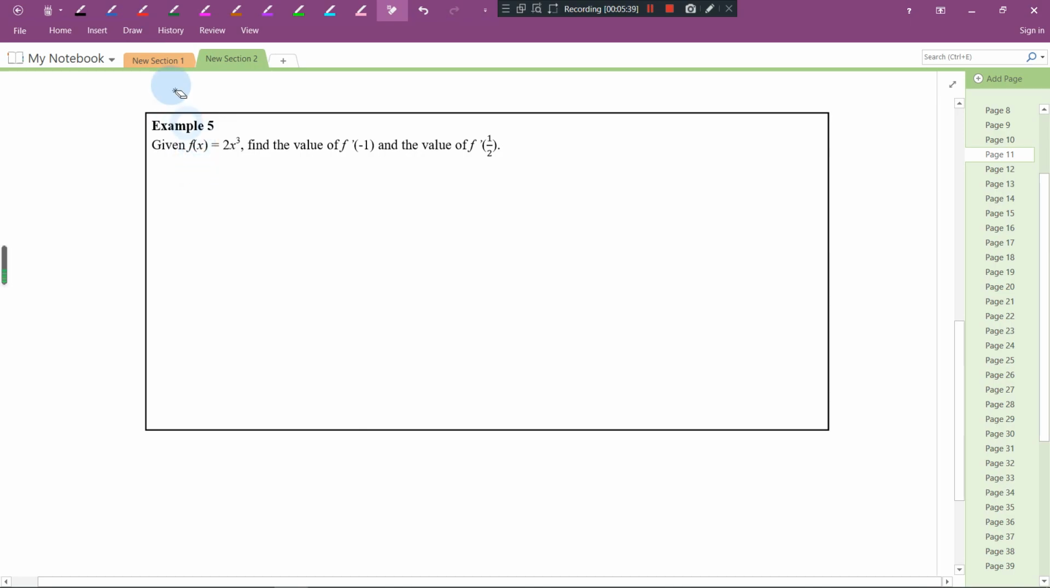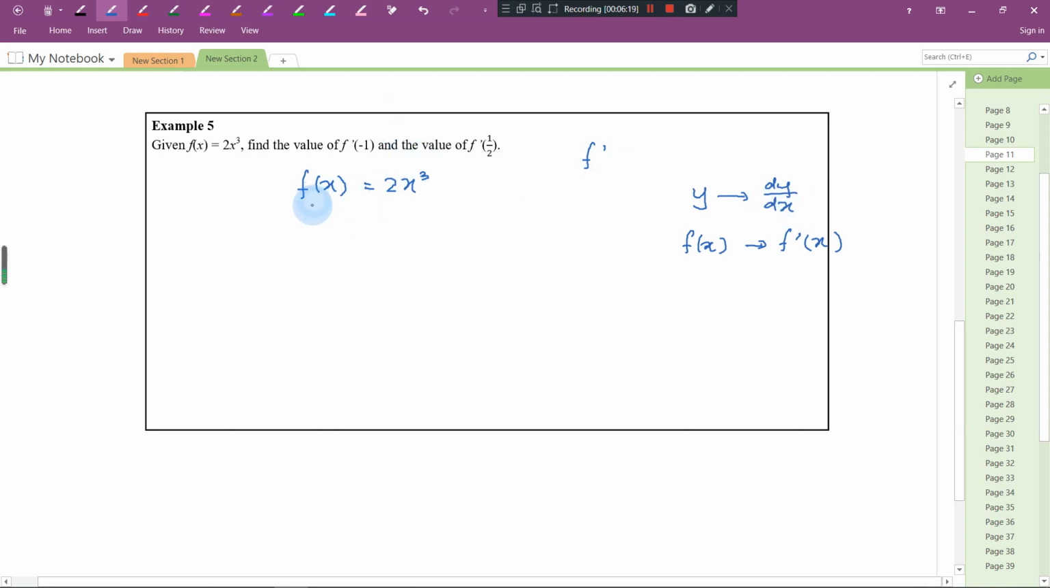Let's look at example 5. f of x is equal to 2x raised to the power of 3. We want to find f prime, it means the first derivative. If you have y, you differentiate it, you will get dy by dx. If you have f of x, you differentiate it, we do not write dy by dx, we write f prime x. But they are the same thing. The gradient function is a function that helps us to get the gradient of the tangent.